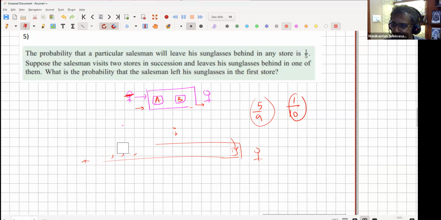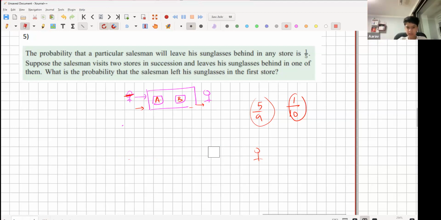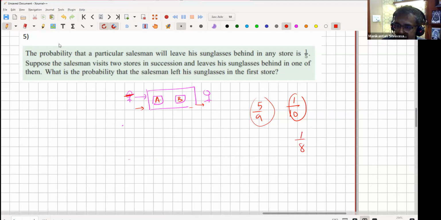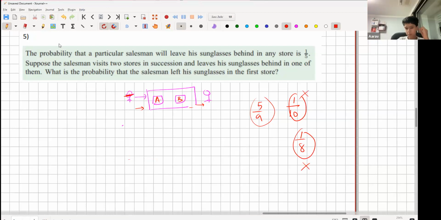Why I'm saying this? Swani, you're with me? So I got 1 over 8. Again, for the same reason as what Yuvam called out, without thinking too much, I'll say that's plainly wrong. But do you understand my logic in saying it's wrong? Yes, so I just multiplied the probability that he left it in the first row times that he didn't leave it in the second. Okay. So more or less, that's what.